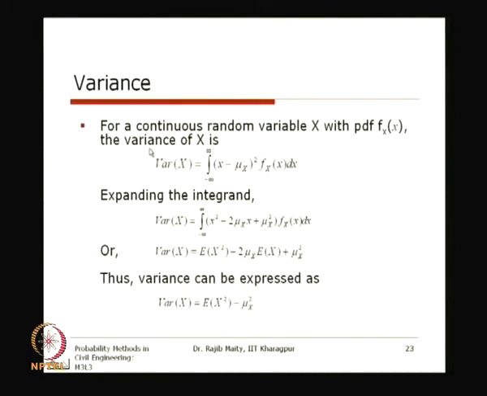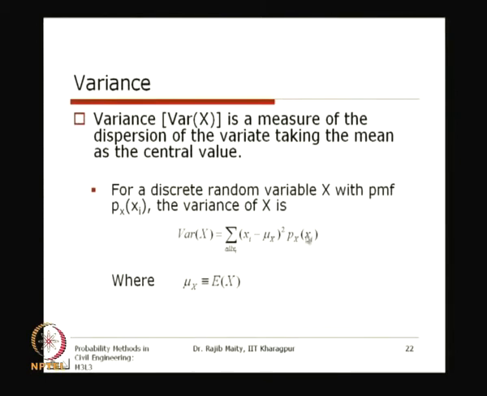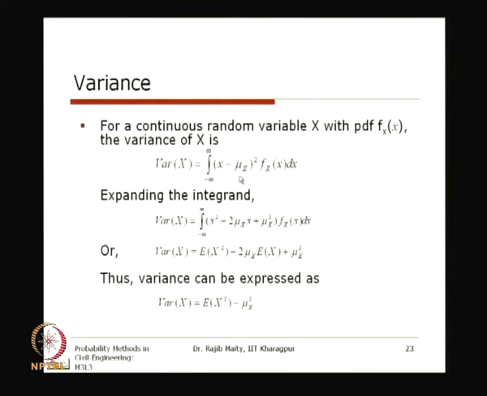So let us first complete this one before I go for the spectral representation. So, this is for the discrete random variable, and this one is for the continuous random variable. Now, if the continuous random variable x has the PDF fx(x), then the variance of x is the integral of (x minus mu x) squared multiplied by fx dx. This gives you the variance of x.